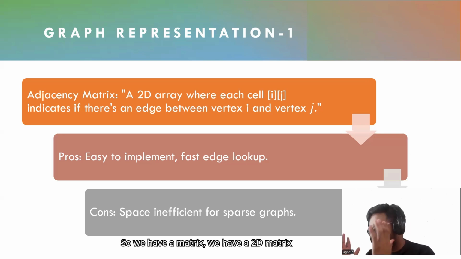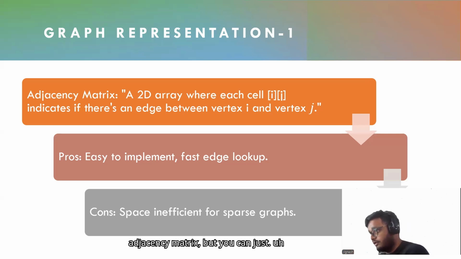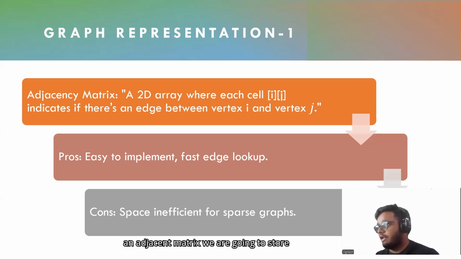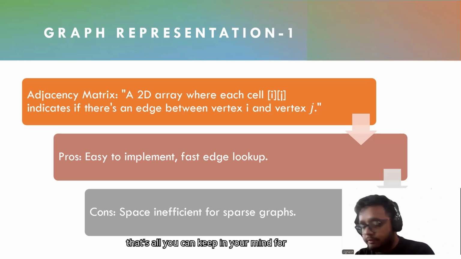So we'll have a 2D matrix defined. I'm going to show you on my whiteboard how it actually looks and how you can plot the graphs for the adjacency matrix. But for now, you can just understand that in an adjacency matrix, we are going to store all the edges and vertices in a 2D array. That's all you can keep in your mind for now.